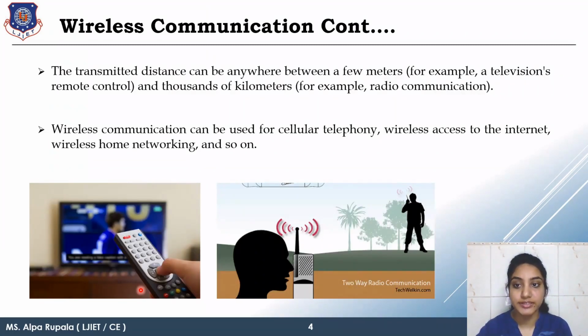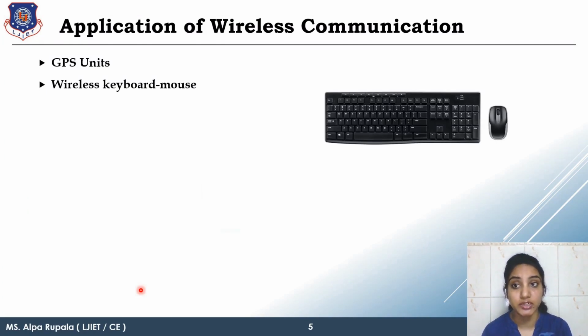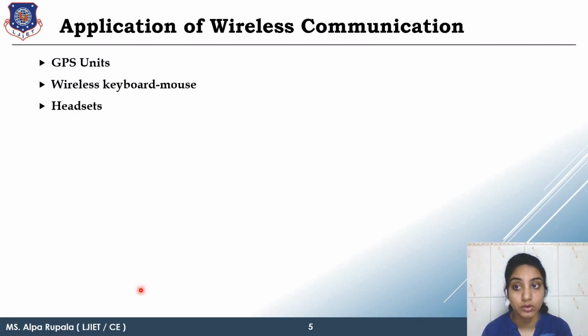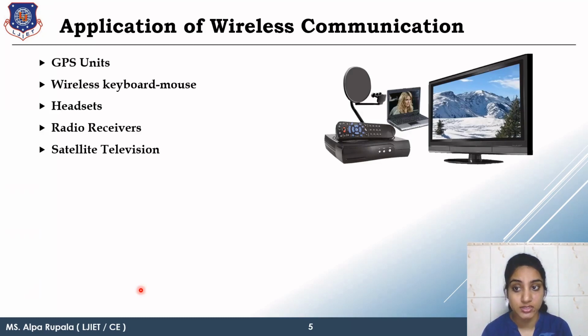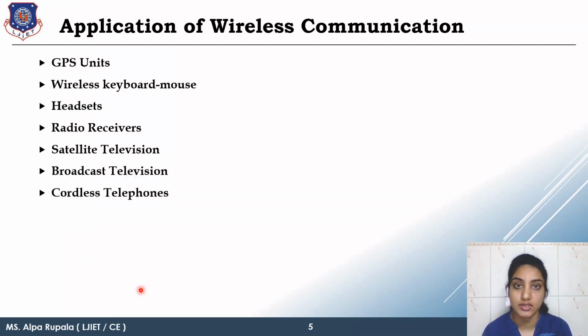As you can see in these example pictures, one is the telephonic communication and the other is the home network communication. So where can wireless communication be used? It can be used in a GPS unit, wireless keyboards, handsets, radio receivers, satellite television, broadcast television, cordless telephones, etc.